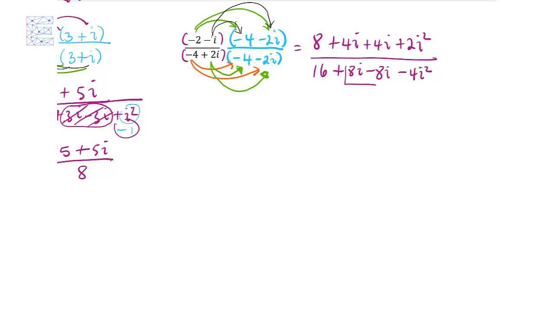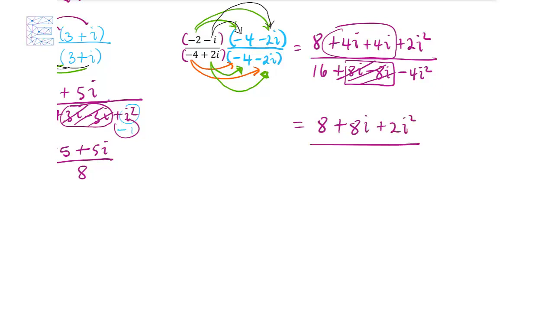Good news is that the 8i and the 8i will cancel, which was our goal. Since we can't have i as a denominator, 8i minus 8i cancels out. So we are left with 8. Also notice that at the top we have like terms. So 4i plus 4i is actually 8i plus 2i squared. And the denominator is now 16 minus 4i to the second.